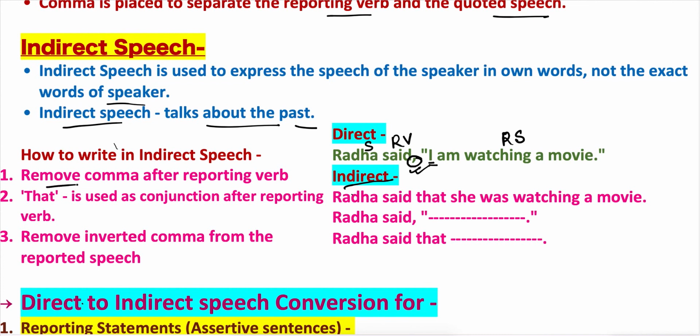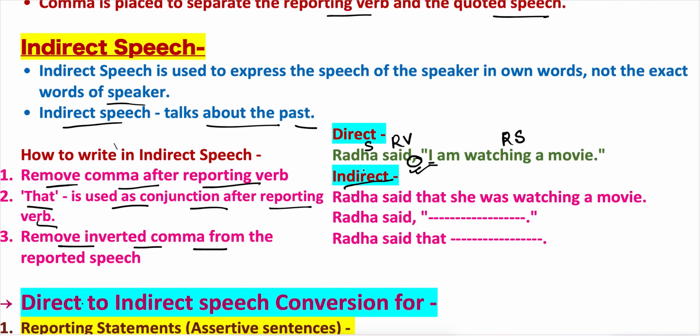First, we need to remove the comma after the reporting verb. Second, the conjunction "that" is placed after the reporting verb. Third, we need to remove the inverted commas, and the first letter of the reported speech must not be in capital letter. It is written in small letters only.